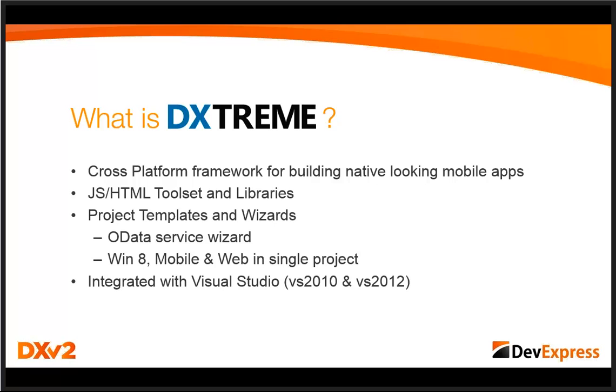So DXTREME is a cross-platform framework that's designed to help you build that native-looking mobile app. The idea is that you can create one project, and by deploying it onto the relevant device, it will look and feel like it should. So I create an application and run it on an iPhone. It's going to look and feel like a native iOS application. If we take the same application and run it on an Android device, without you changing anything, it will look and feel like an Android application.